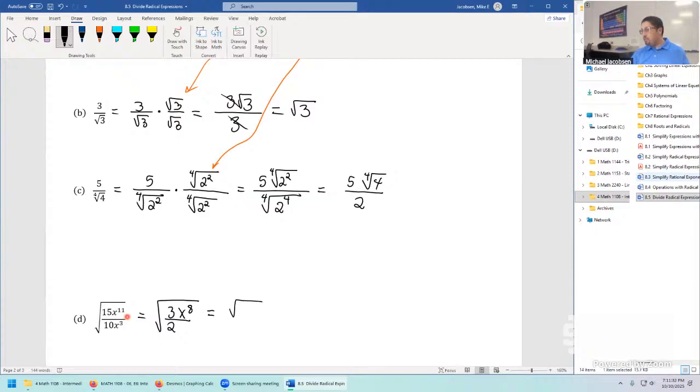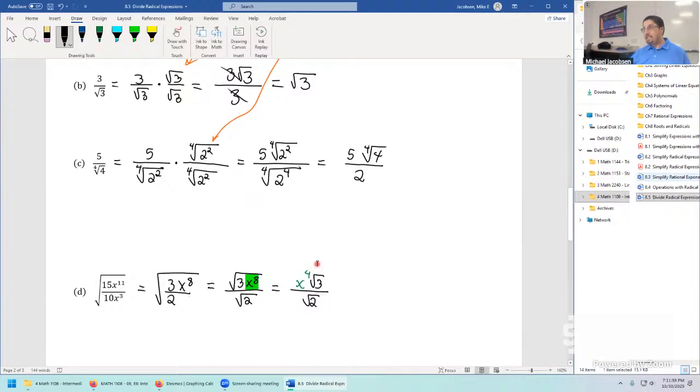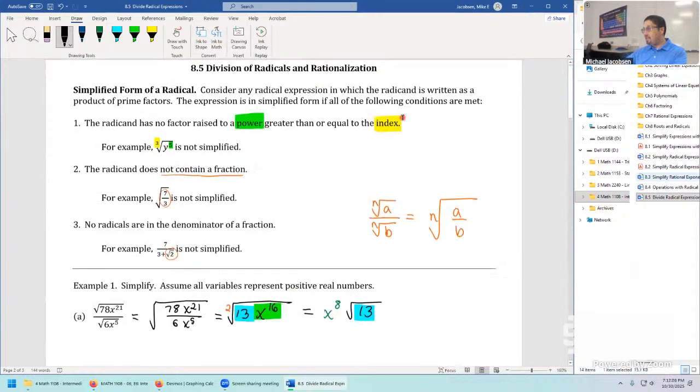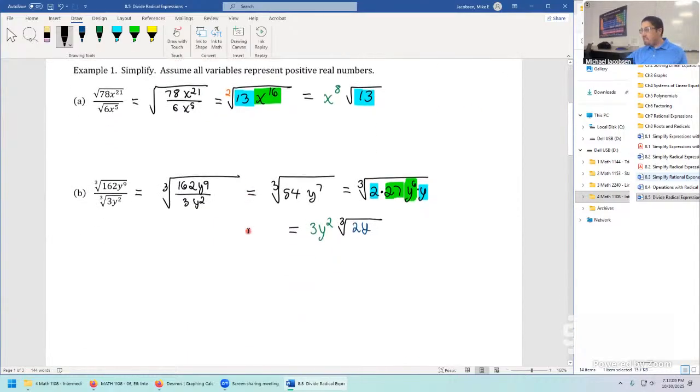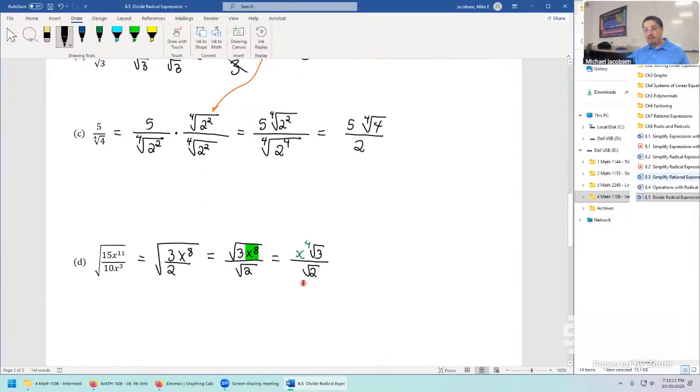Then we can take the root of 3 x power 8 in the numerator, divide by the square root of 2 in the denominator, and x power 8 is kind of a bonus in this problem. That part simplifies immediately to an x power 4, leaving behind the square root of 3, and the denominator is the square root of 2. At this stage, we did a lot of good work on this, but it's still not simplified, only because if we go to the list of what does it mean to be simplified, no radicals are in the denominator of a fraction. We have a fraction and we have a radical root 2 in the denominator.